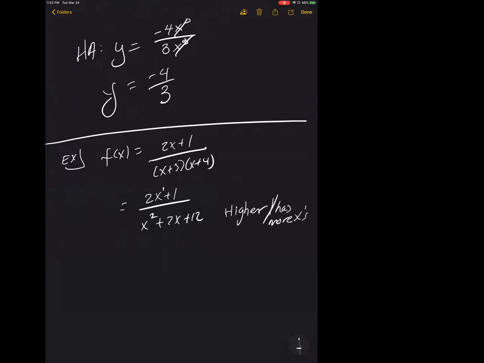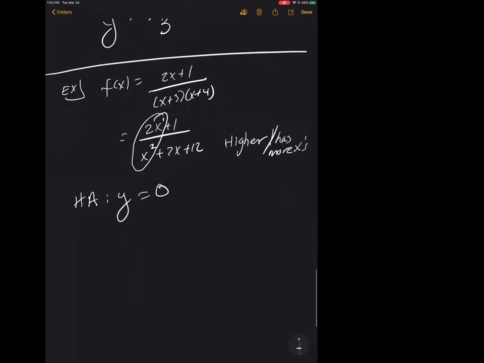When we compare the leading terms, you can see the denominator has more power. Whenever that is the case, the denominator has more x's, the horizontal asymptote is always, underline that word always, y equals 0. Whenever we have that happening right here, the denominator is higher, it's always y is equal to 0.